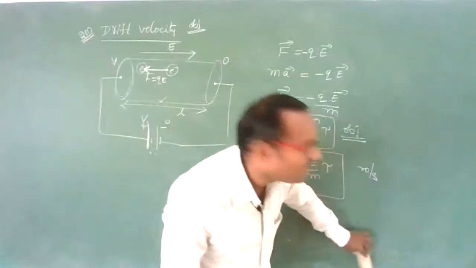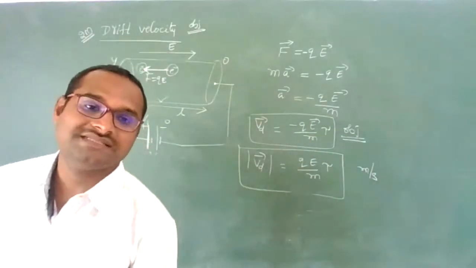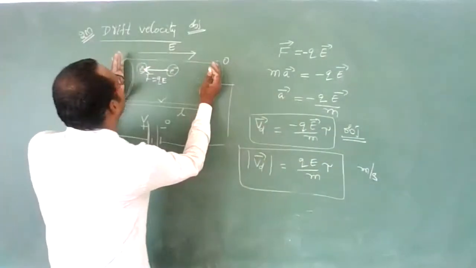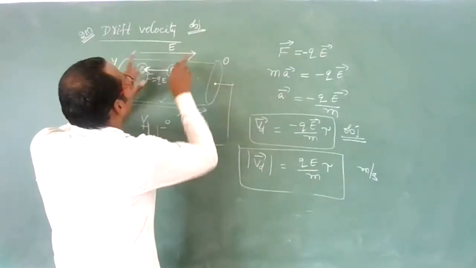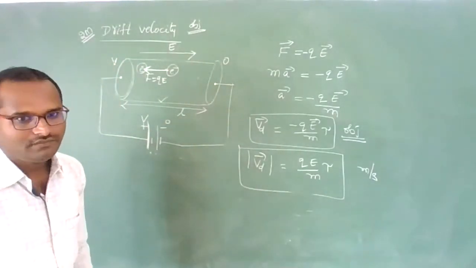Here E is the electric field which is applied across the length of the conductor. Across this total length of the conductor, how much electric field we have applied? That electric field. Okay, students?